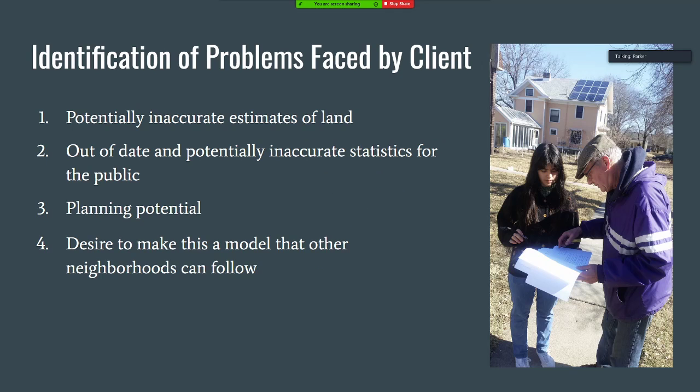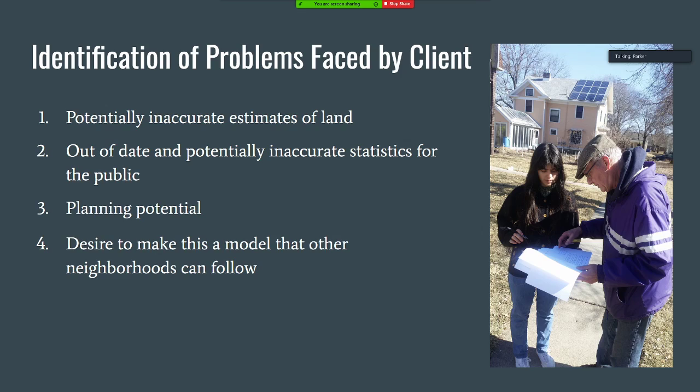So we started off with identification of the problems which were faced by Tim, which is our client for the Hawley Hamlet. We start with potentially inaccurate estimates of land. He was always going by the hand measurements, kind of by eye, by what plots usually are. So we went through and we measured all the growing land, all the non-growing land, pollinators, stuff like that, so he could have accurate measurements so he wasn't just eyeballing it.